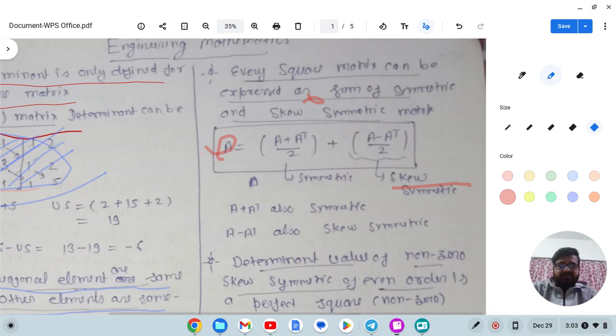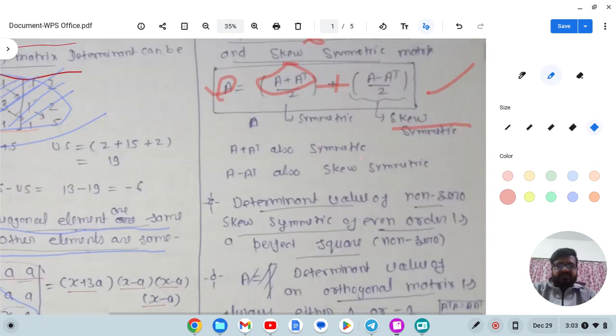with the help of the symmetric matrix, if we take A plus transpose of A, it will be a symmetric matrix. A plus AT, and A plus AT by 2, will always be a symmetric matrix, and A minus AT by 2 will be a skew symmetric matrix. So a matrix can be written as the sum of these two matrices. A plus AT is symmetric, A minus AT is skew symmetric.